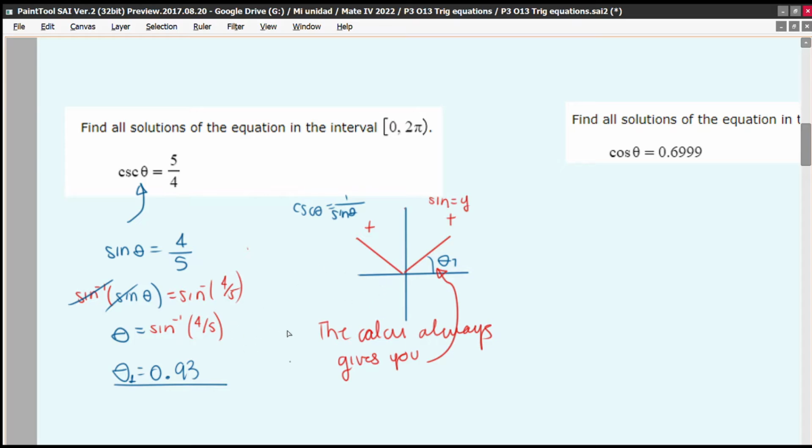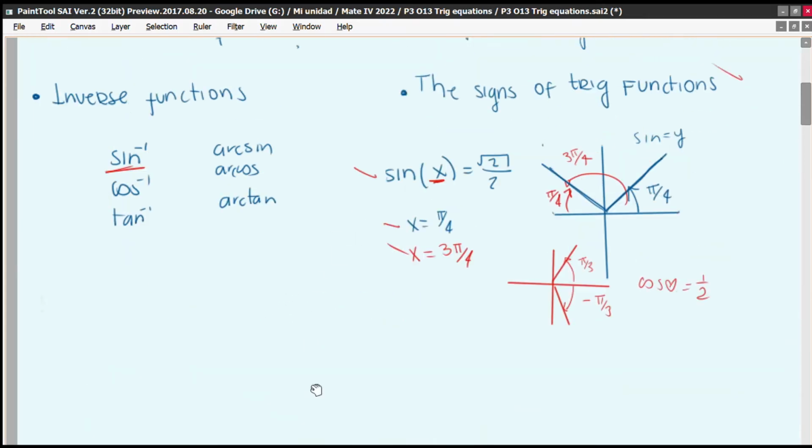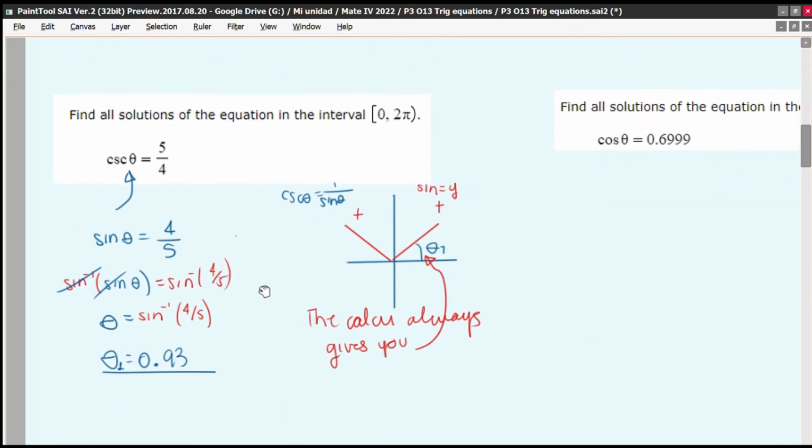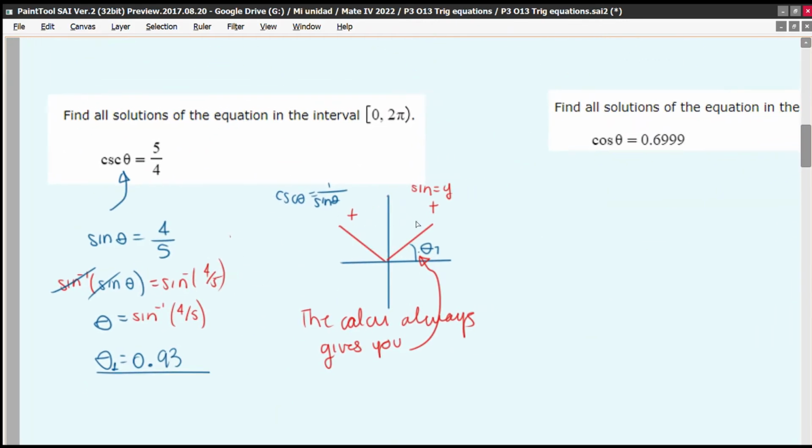Why? Because by definition, and by what we saw earlier, my second solution has to have the exact same reference angle. The exact same reference angle where? In the second quadrant. So these two angles have the exact same reference angle, right? So I just have to check who's this angle. And this angle, that is actually this one, is just 180, or rather pi minus theta 1, okay?